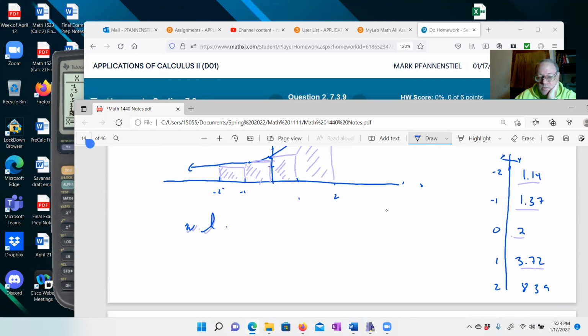So we're going to have 1.14 times 1, 1.37 times 1, 2 times 1, and 3.72 times 1. You don't need to write this in, but if you want to remind yourself that it's an area and a rectangle, you can put the times 1 in. Again, if your width isn't 1, say it's 1/2, you're going to need the width in here. But these were all the same, so all we can do is just add those up.